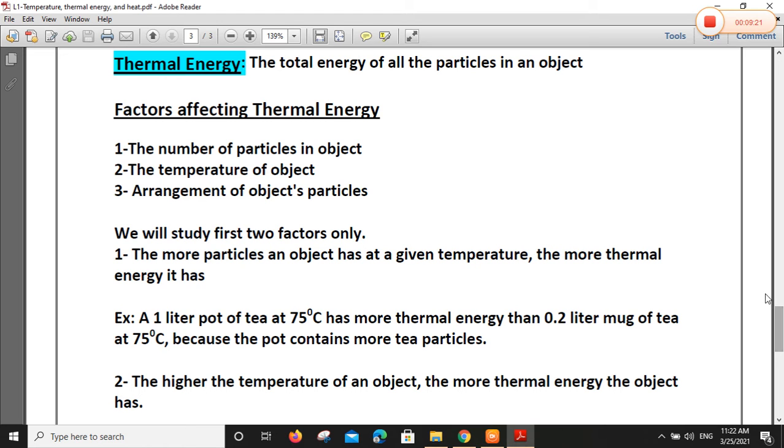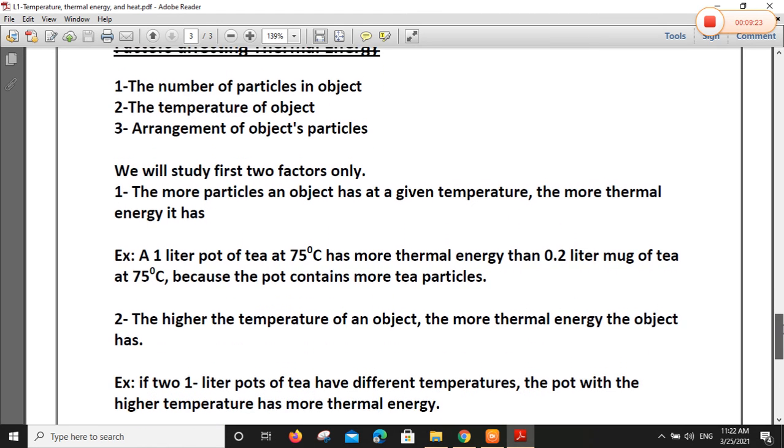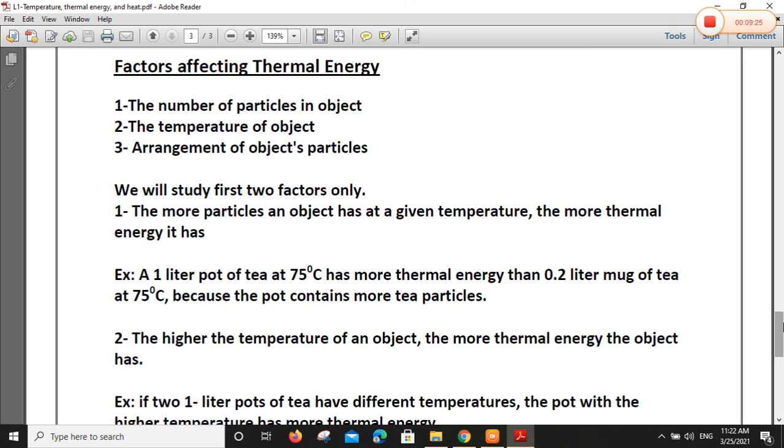What about number? The more particles means the number increases, yes? The more particles an object has at a given temperature, the more thermal energy. As the number increases, the thermal energy increases.